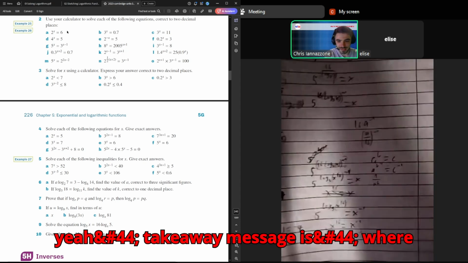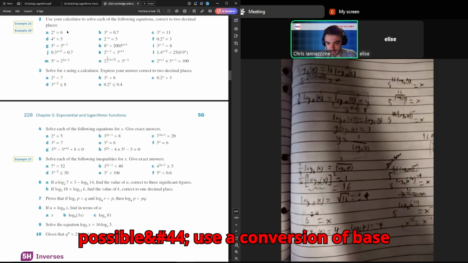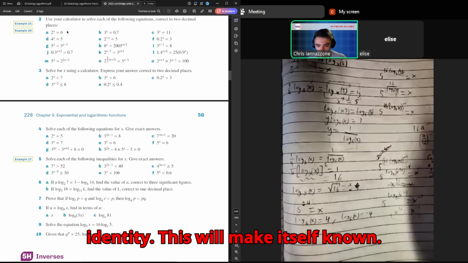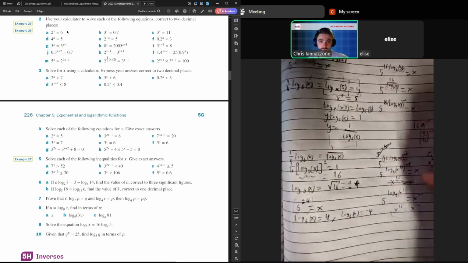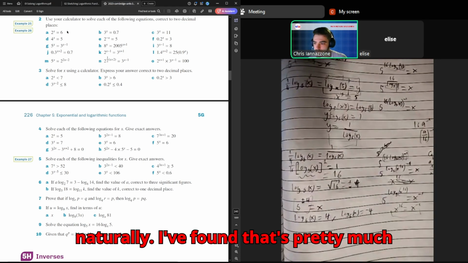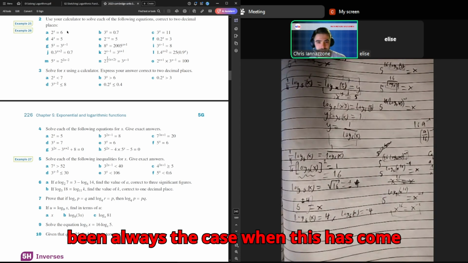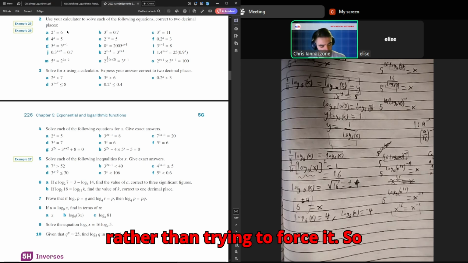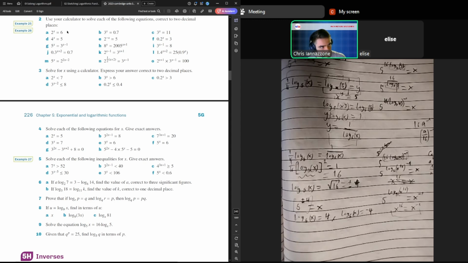But yeah, takeaway message is where possible, use a conversion of base rather than having to go through and use this identity. This will make itself known through your working out just sort of naturally. I've found that's pretty much been always the case when this has come into play. It kind of naturally occurs rather than trying to force it.